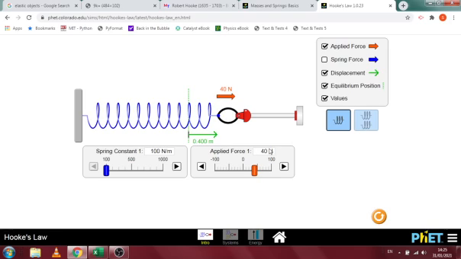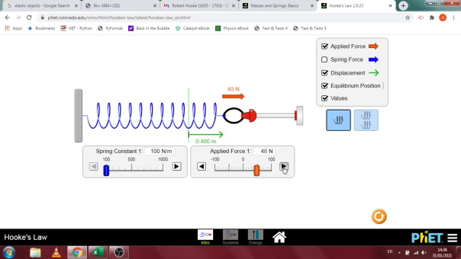Force is directly proportional to displacement. They are in the same direction, despite what I said before. I think I said it the wrong way, but force and displacement both go in the same direction. What goes in the other direction is the spring force. So the spring force, as you can see, is equal and opposite. So that's back to Newton's laws. So this is the other direction.